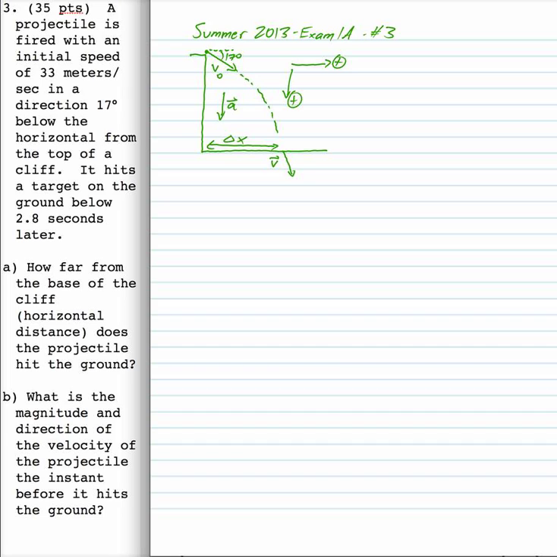Now for our initial velocity, we're going to need to split that into components, so let me draw a little coordinate axis here. So here's our V0 making an angle of 17 degrees below the horizontal. I'm going to split that into V0x, which is V0 cosine 17, and V0y, which is V0 sine 17. Note that both are positive because of my sign conventions.